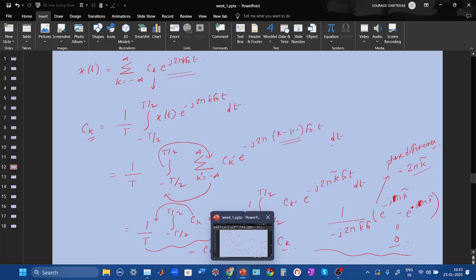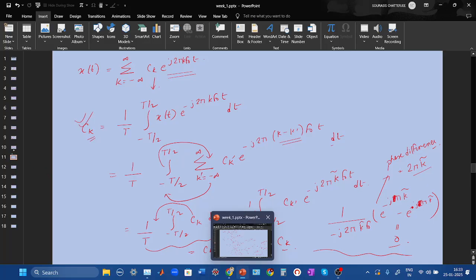All you need to do is multiply the periodic signal xt with the complex sinusoid at the harmonic corresponding to the spectral coefficient that we want to compute. For example, if you want to compute the kth spectral coefficient, then you multiply xt with the complex conjugate of the complex sinusoid with frequency k f naught, and take the integral over one period, which will provide you ck.